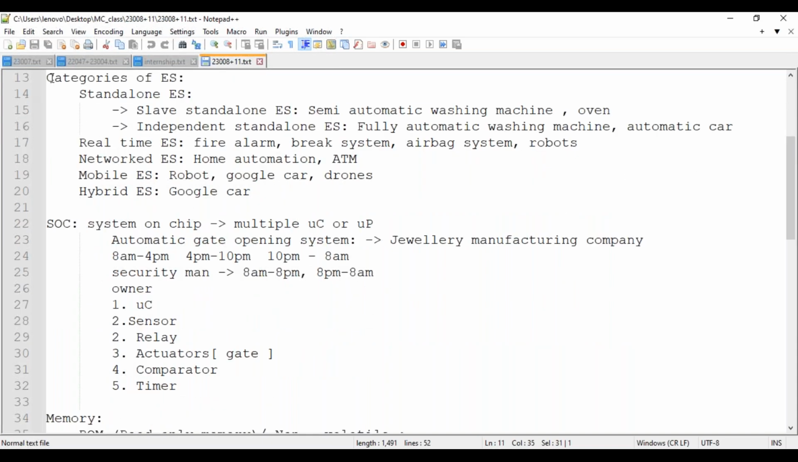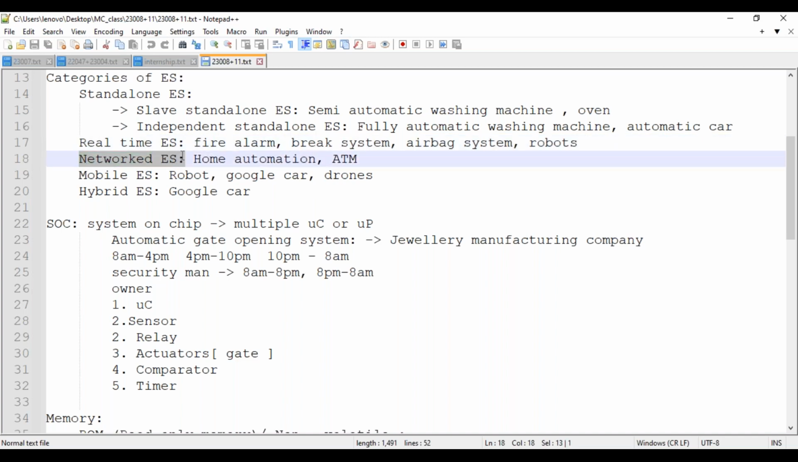Then we looked into the categories of embedded system. First one is standalone embedded system, which is further divided into slave standalone embedded system and independent standalone embedded system. Semi-automatic washing machines and microwave ovens are slave standalone embedded systems. Fully automatic washing machines and automatic cars are examples of independent standalone embedded systems. Then the embedded systems which take action in real time are real-time embedded systems. Examples are airbag system, robots, brake system, fire alarms.